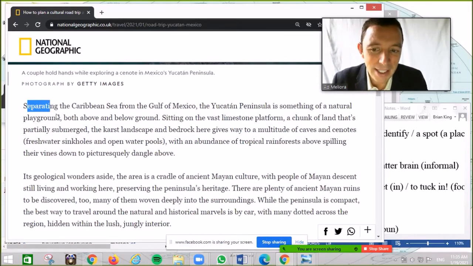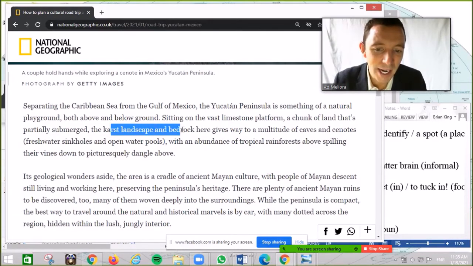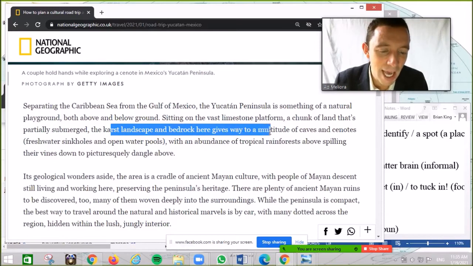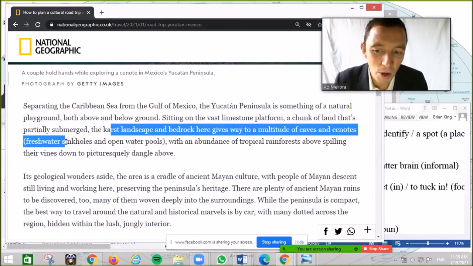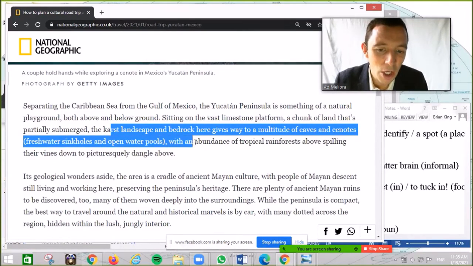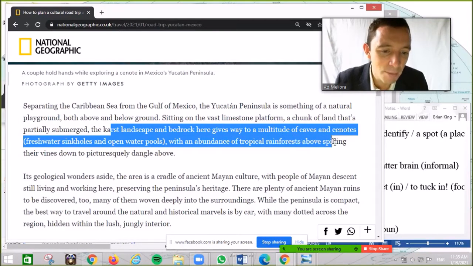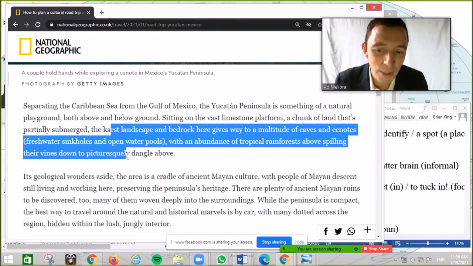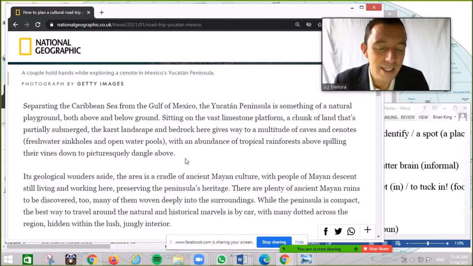Separating the Caribbean Sea from the Gulf of Mexico, the Yucatan Peninsula is something of a natural playground, both above and below ground. Sitting on the vast limestone platform, a chunk of land that's partially submerged, the karst landscape and bedrock here gives way to a multitude of caves and cenotes, freshwater sinkholes and open water pools, with an abundance of tropical rainforests above spilling their vines down to picturesquely dangle above. Okay, so a little difficult.